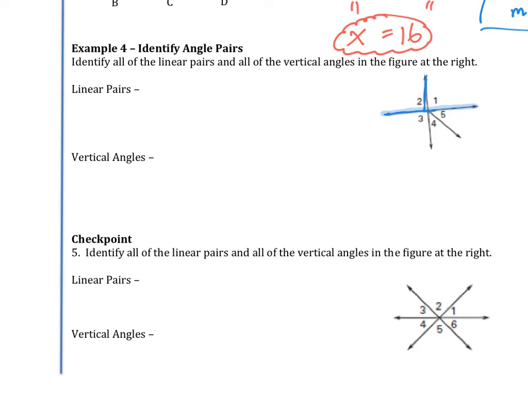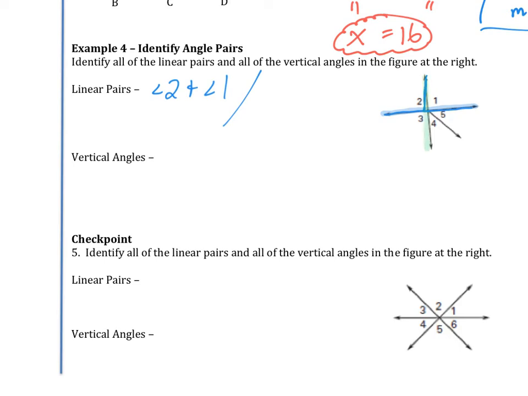Angle 2 and angle 1. So angle 2 and angle 1 are a linear pair. Okay, and we could say 3, 4, 5, but that's not a pair then. 3, 4, 5 is actually 3 of them. So the only linear pair that forms that blue line is angle 1 and angle 2.